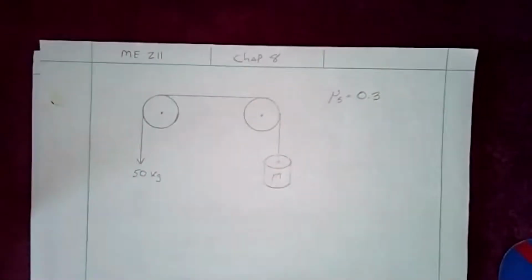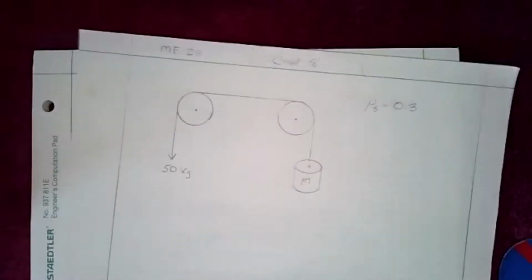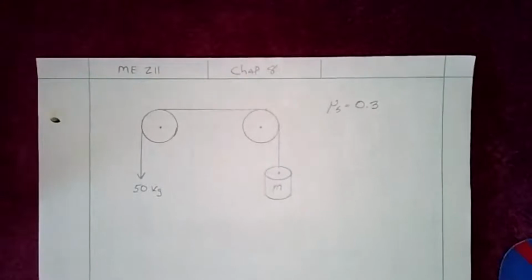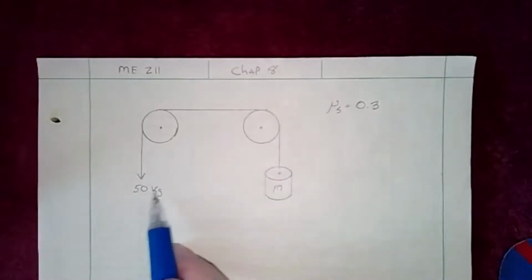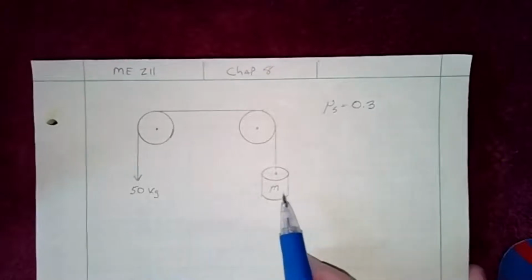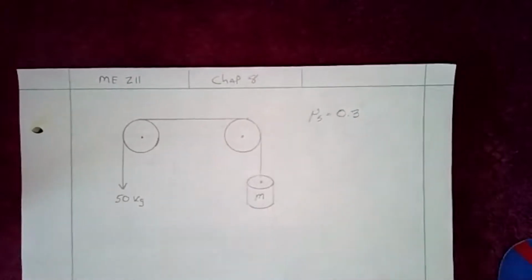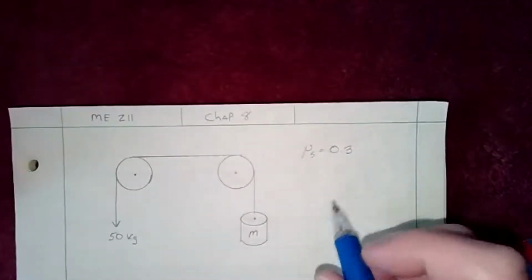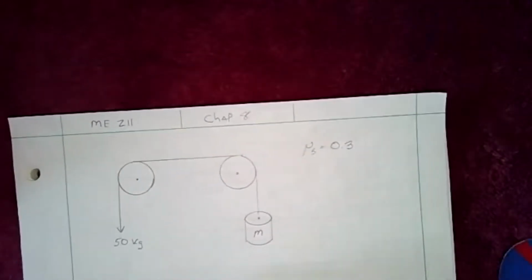Now, let's look at a quick example. We can look at this any way we want, but we could say, for example, if we have 50 kilograms hanging off of here, then there's several things we could say. What is the mass required? So let's do the first one.